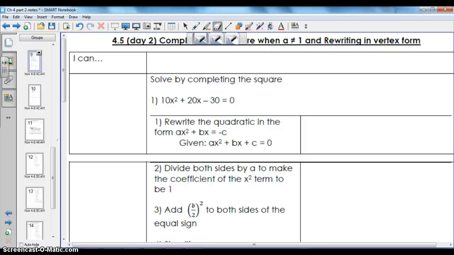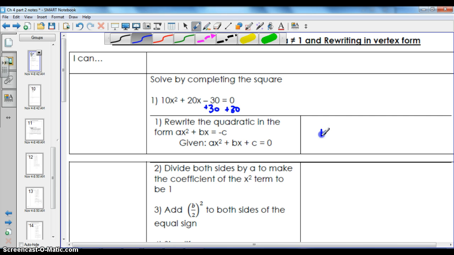Right, this is lesson 4-5, day 2. So we're still completing the square, only this time we're going to be completing it when we have a not equal to 1, meaning we have some sort of a value here. So the first step is to get rid of that unmagical number.